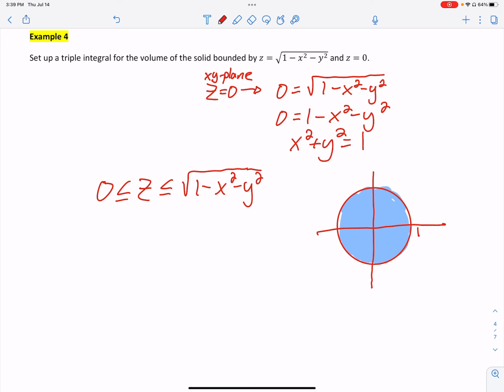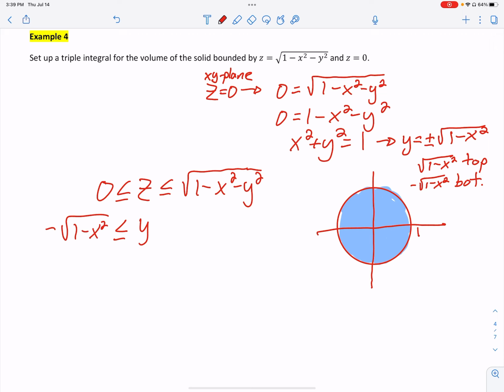Okay, I also know that y, and this one's a bit weird, but if I solve this equation, x squared plus y squared, for y, I get y equals plus or minus the square root of 1 minus x squared. That's solving for it. The positive square root of 1 minus x squared is the top, and the negative is the bottom. So we know that y is between negative square root of 1 minus x squared and the positive. And then x, we just do the numbers.